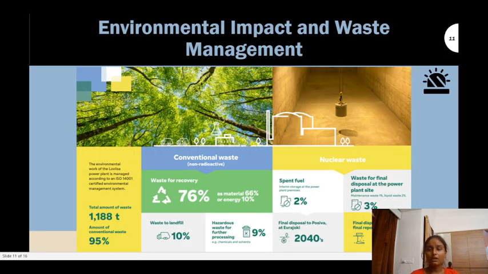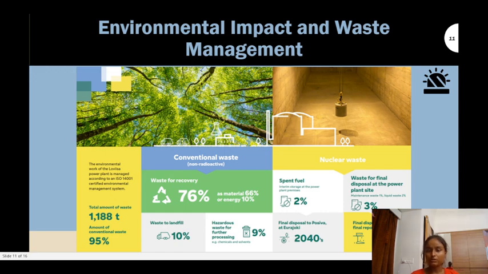Environmental management and impact and waste management. As we can see from the data here, the total amount of waste is 1,188 tons, and the amount of conventional waste is 95%. As far as the data says, 76% of waste can be recovered, 66% as material and 10% as energy. Another 10% lands in landfills, and the 9% hazardous waste must be moved forward for further processing.